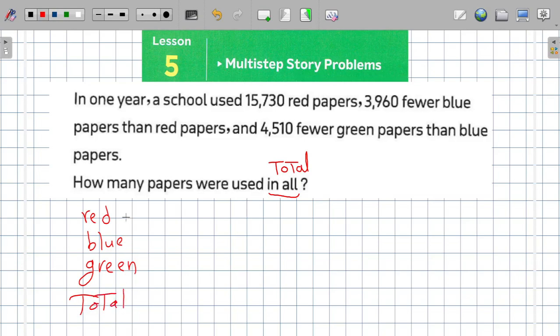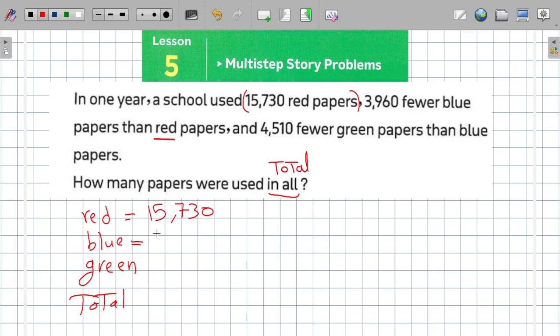Okay, so the first one here is the red papers. He said a school used 15,730 red papers. So this is the number of red papers. So I will write it right here. So I have 15,730. Okay, this is our first type. The second type is the blue papers. I have 3,960 fewer blue papers than red papers. So I want to subtract this number from the number of red papers.